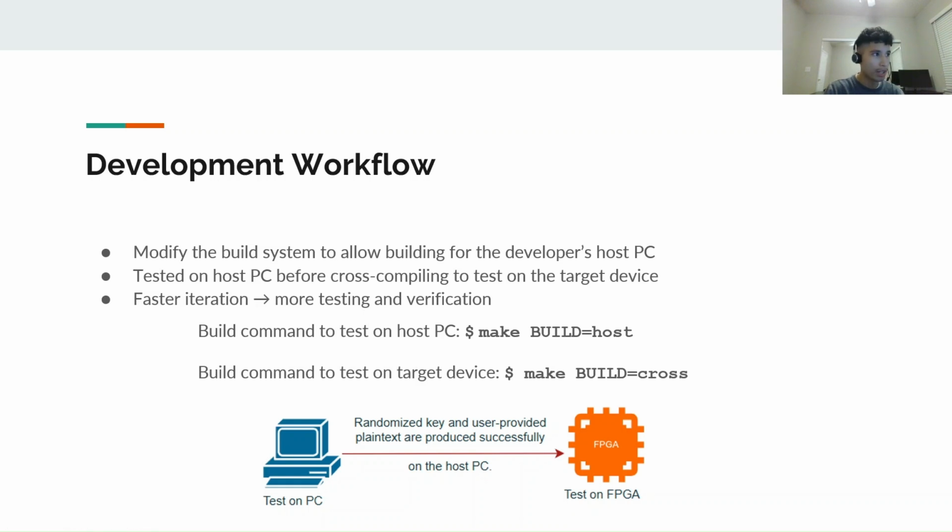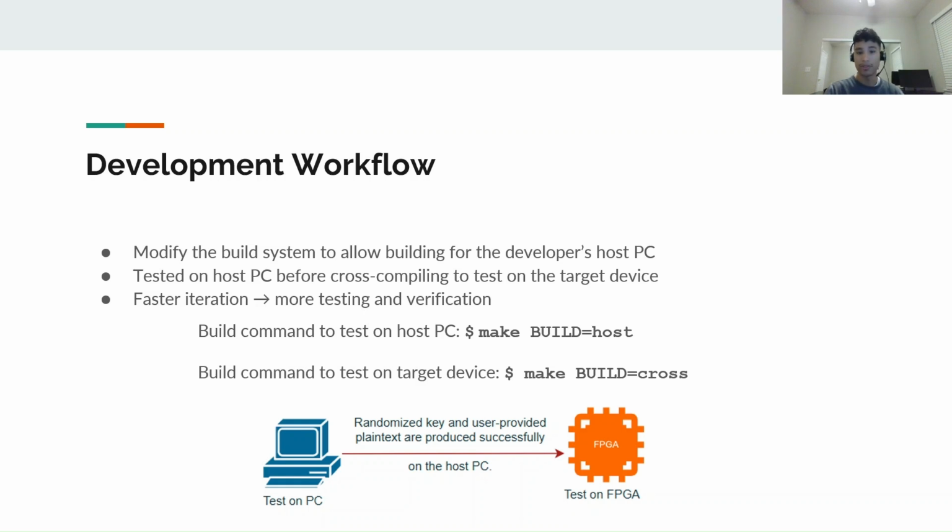The first features that I implemented were the randomly generated encryption keys and user input provided plaintext. And those two features were very abstract on the hardware. So in order to have faster iteration times, to allow more room for testing and verification, I modified the makefile build system so that I can pick whether to compile for my local computer or to cross compile for the FPGA. The idea being that it would be quicker for me to compile and run it on my computer without having to transfer the files to the FPGA.